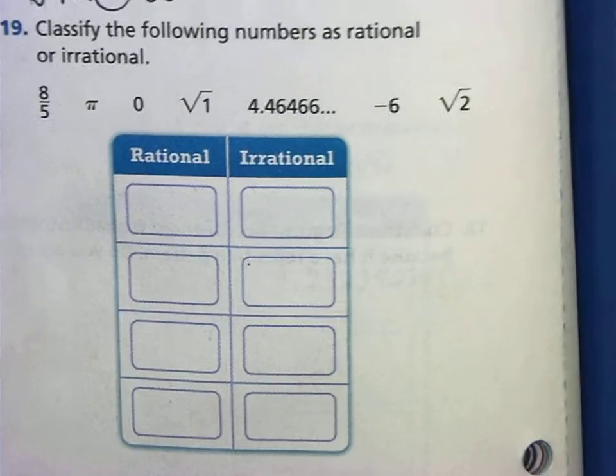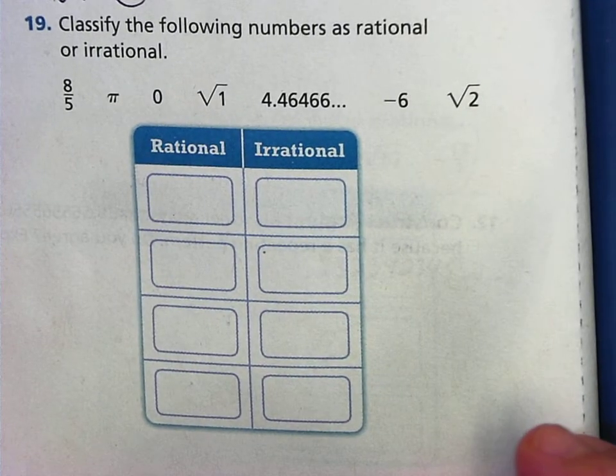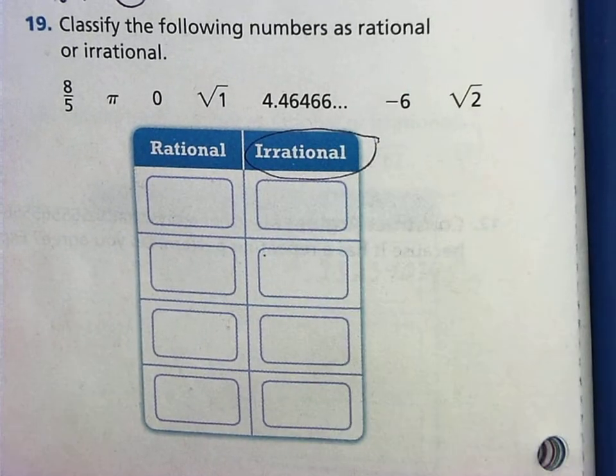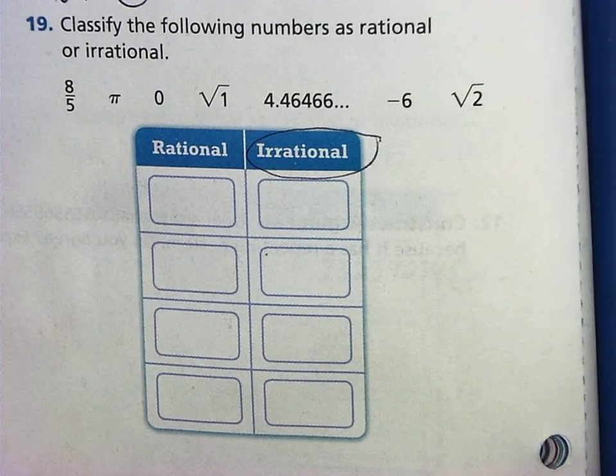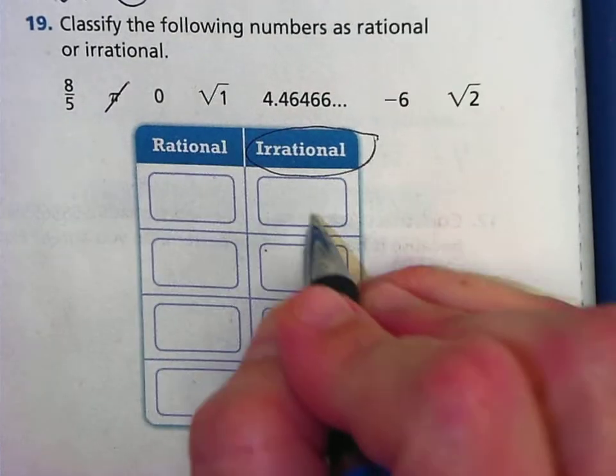Okay, let's try one more, folks. Let's take a look at right underneath. Let's classify these numbers as rational or irrational. Okay, let's go through this list. Remember, the only numbers that are irrational are never-ending decimals with no pattern, and square roots that are not perfect squares. Okay, so pi. Pi is irrational.